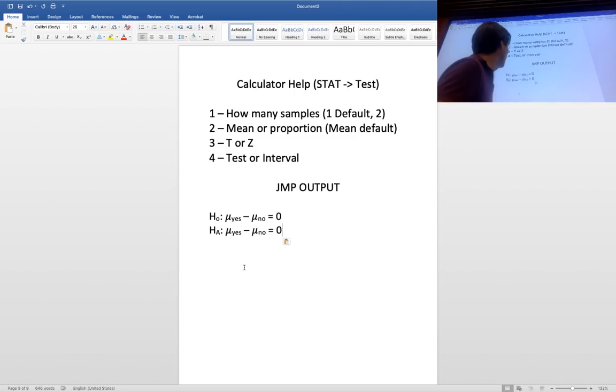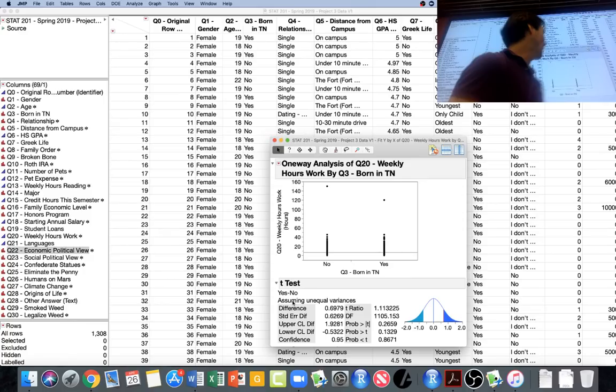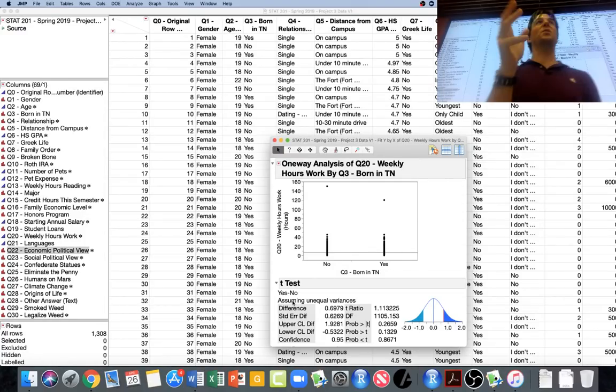And one thing I want to point out, if you have the JMP output, all you need to do with your JMP output, when you see this, here's the trick. You guys ready for the trick? Right before this, guess what I would write right here? I wish I could write on the screen. I would write mu yes minus mu no equals 0. When you see this output, you can do that. Does that make sense? Mu yes minus mu no equals 0.